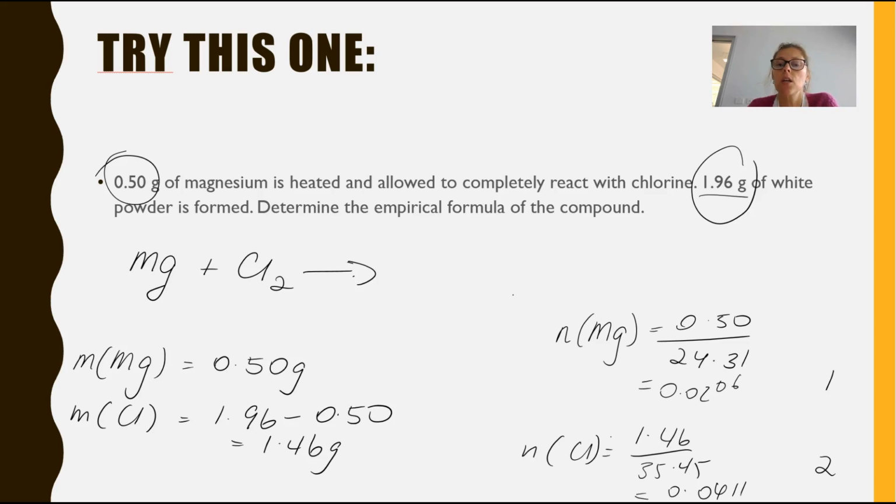Let's work out our moles. I have 0.5 grams of magnesium over the molar mass of magnesium, and I get 0.0206. For chlorine, I have 1.46 over the molar mass of chlorine being 35.45, and 0.0411 moles. If I divide by the smallest, I get 1 magnesium and 2 chlorines. So the formula, as we know anyway, is MgCl2, and that is its empirical formula. We'll practice a few more. We'll talk soon.